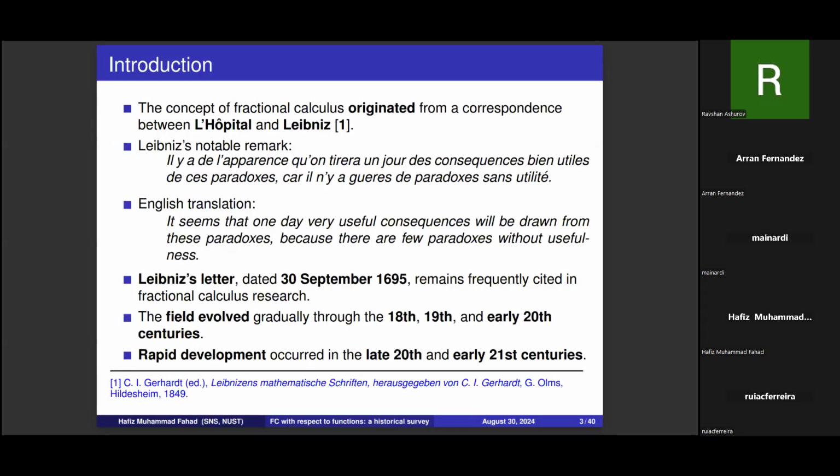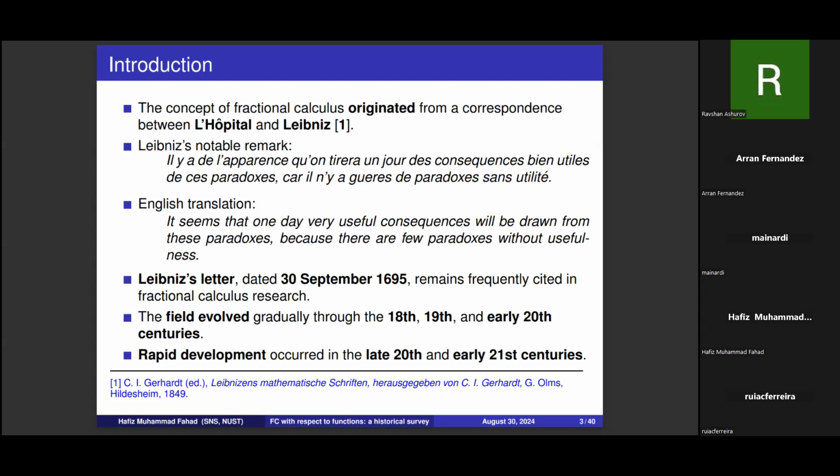Right. So let's begin with a brief overview of the origins and development of fractional calculus. The concept can be traced back to a correspondence between L'Hopital and Leibniz. And interestingly, Leibniz made a notable remark in this correspondence, suggesting that very useful consequences will be drawn from these paradoxes because there are few paradoxes without usefulness. So this quote from a letter dated 30 September 1695 is frequently cited in fractional calculus research.